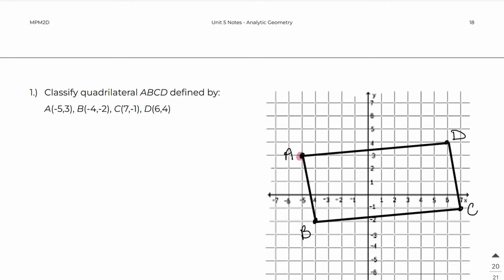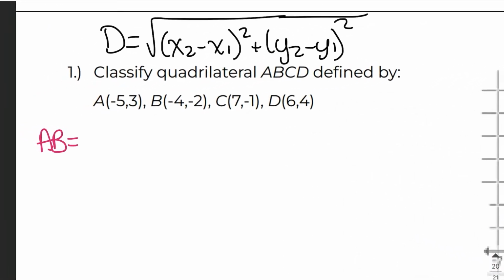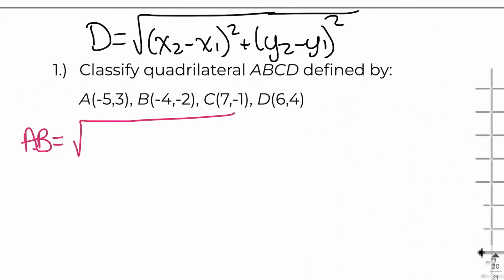The first thing I'm going to do is find out what AB is. Just a reminder that the distance formula is the square root of x2 minus x1 squared plus y2 minus y1 squared. And for this, you're probably going to want to write small. So let's find AB. I'm going to do the square root of x2, which is -4, minus x1, which is -5. So -4 minus -5, which is +5. And then y2 minus y1, which is -2 minus 3, squared.